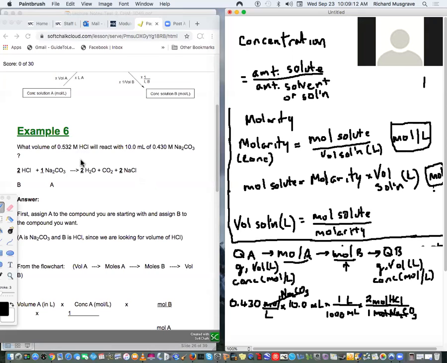All right. So the next thing I need to do is I need a volume of HCl. Now, to get a volume, it's moles of something divided by the molarity. So this is when I use that flip again. I'm going to have to work my way down here.